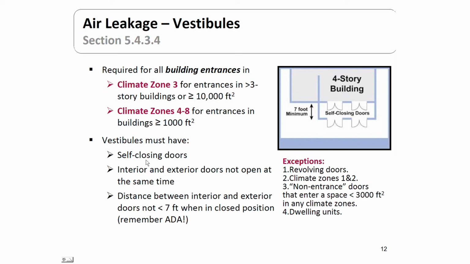And those vestibules must have a self-closing door. They have to have interior and exterior doors that won't open at the same time, and the distance between the interior and exterior doors cannot exceed 7 feet when they're in a closed position. We have a note here to remember ADA. ADA requirements, American Disabilities Act, require a certain turning radius for wheelchairs, so that also has to be taken into consideration, though it's not an energy concern per se.